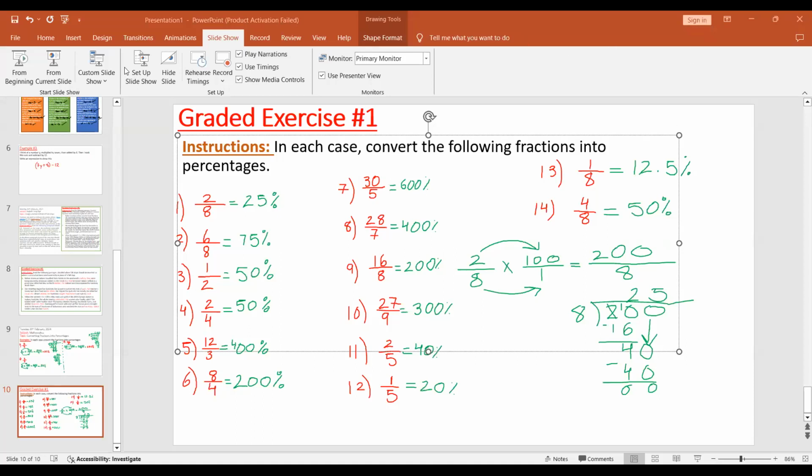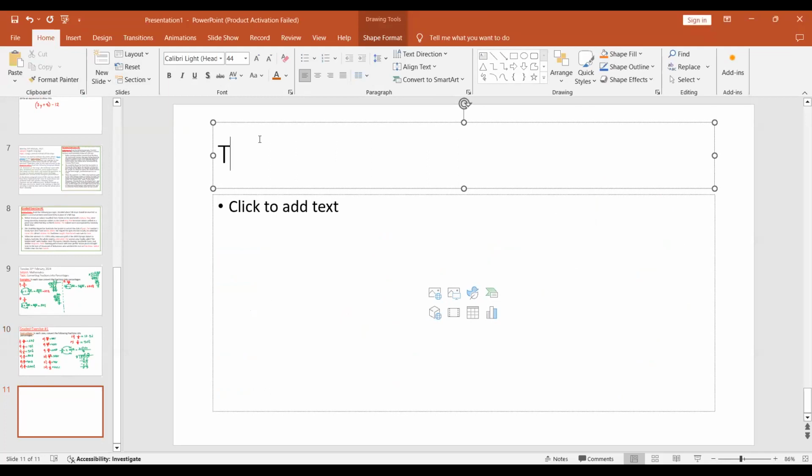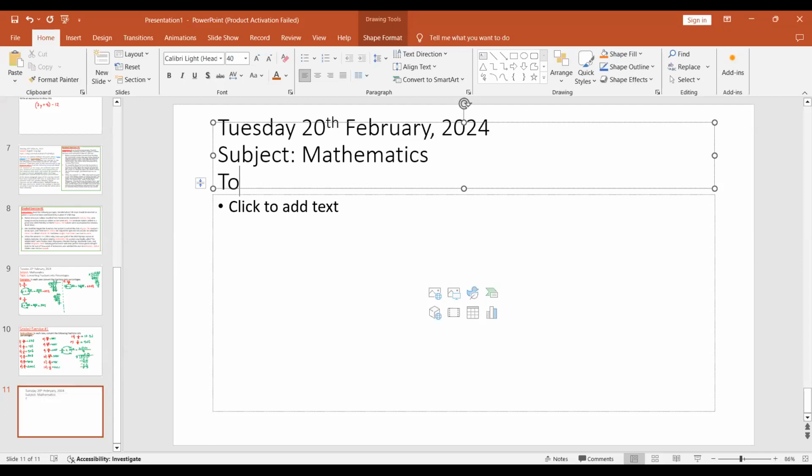Let's begin. So today is Tuesday, the 20th of February, 2024. The subject is, of course, mathematics, and the topic is, we're still going to be looking at linear equations and word problems, or linear equations word problems.